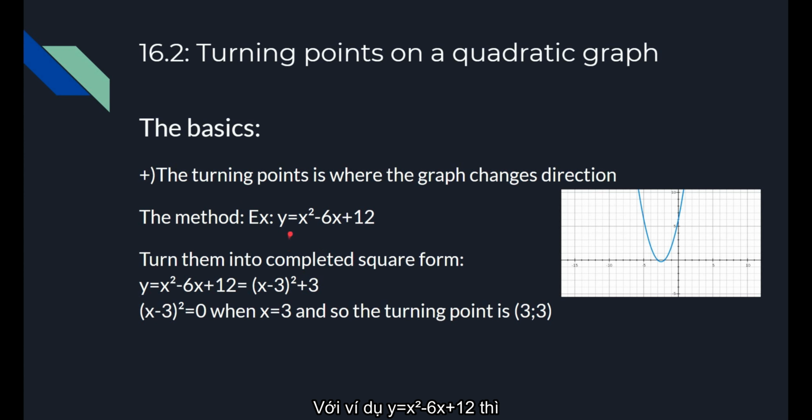So for example, y equals x squared minus 6x plus 12. We need to turn them into completed square form in this way. So we turn them into (x minus 3) to the power of 2 plus 3. And we can see that (x minus 3) to the power of 2 equals 0 when x equals 3. So the turning point of this graph is (3, 3). The first 3 is because of this, and the second 3 because of this.